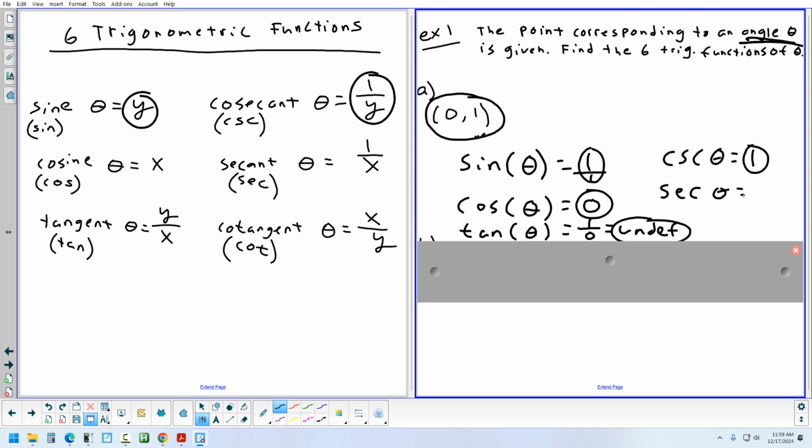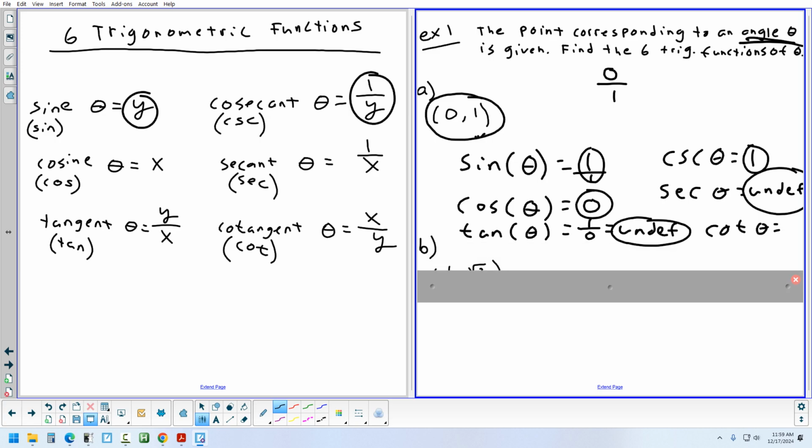How would you write 0 as a fraction? 0 over 1. Okay, so we're taking 0 over 1 and we're flipping it. Undefined. So if we flip 0, we get undefined. If we flip undefined, we would get 0.